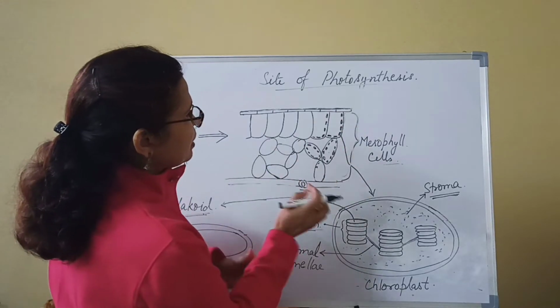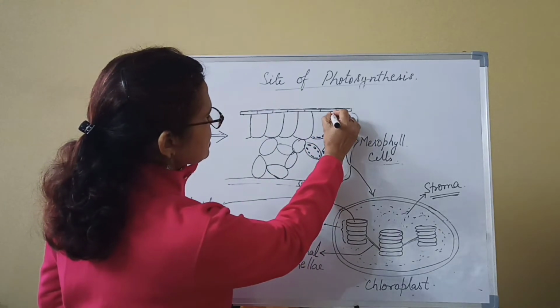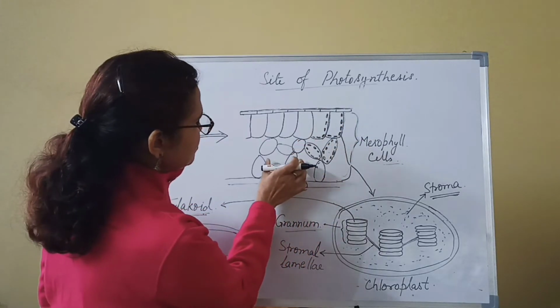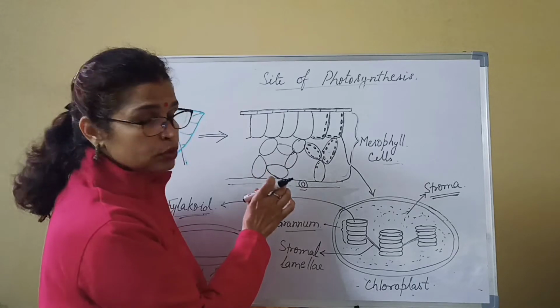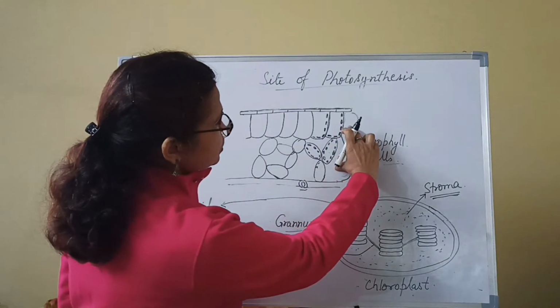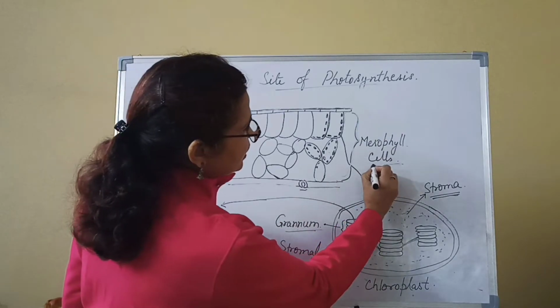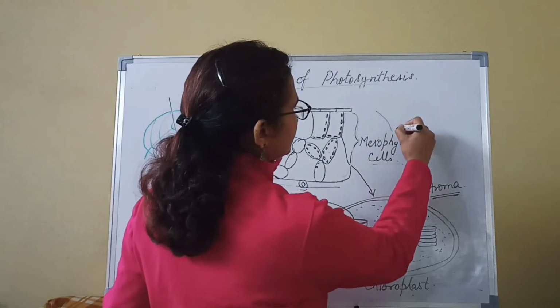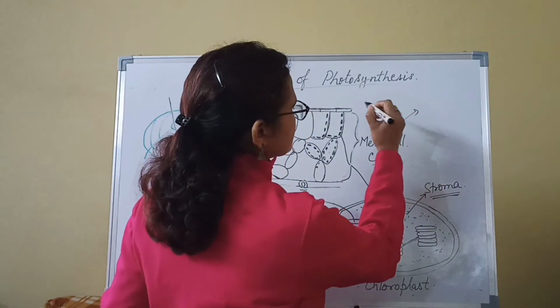And below this upper epidermis, the longitudinal cells are arranged, which is compactly arranged, and below this the loosely arranged some spongy cells are there. And these 2 different types of cells are collectively known as mesophyll cells. So mesophyll cells are made up of 2 different types of cells.